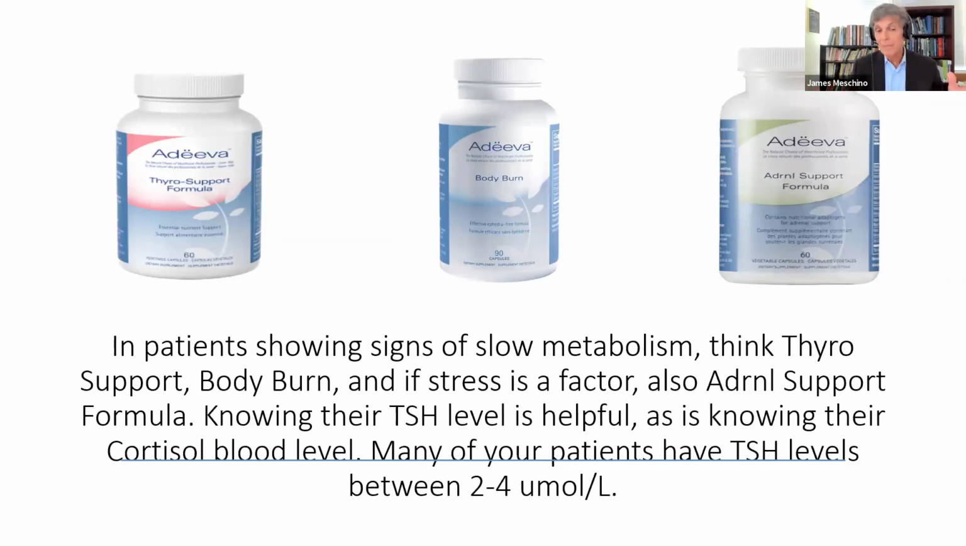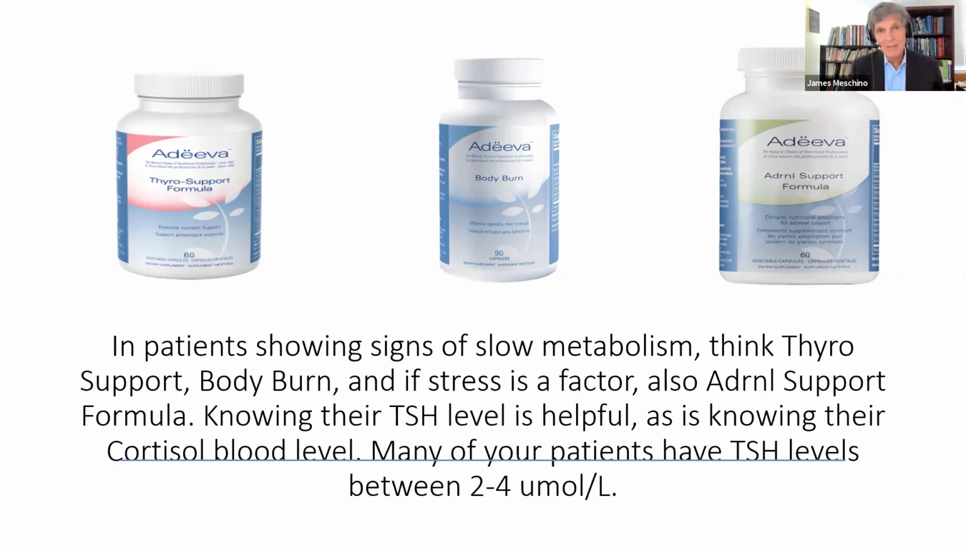So in summary, in patients showing signs of slow metabolism, think Thyro-Support, Body Burn, and if stress is a factor, also adrenal support formula. Knowing their TSH blood level is extremely, extremely helpful, because that's something that's done in a routine annual physical examination. If you can also see their cortisol level, believe me, that's also very helpful.